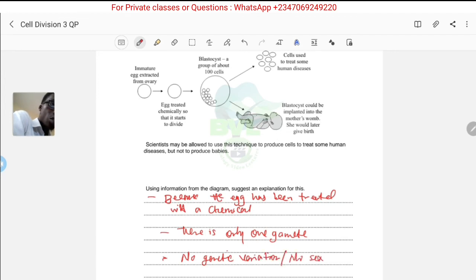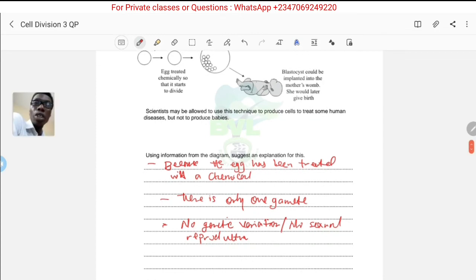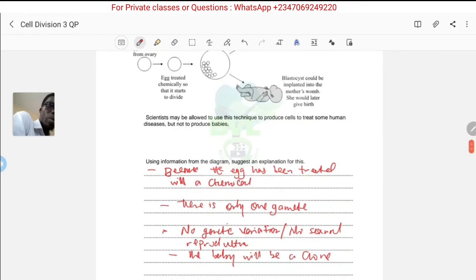no sexual reproduction. So there's not going to be variation, because the baby is like a clone. The baby will be a clone, so no variation at all. That's not what we want. I think those are the points I can remember for the moment.